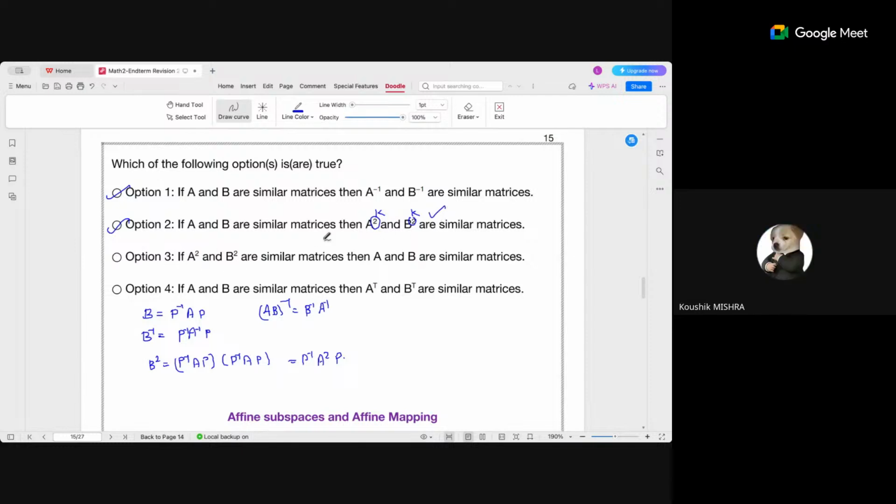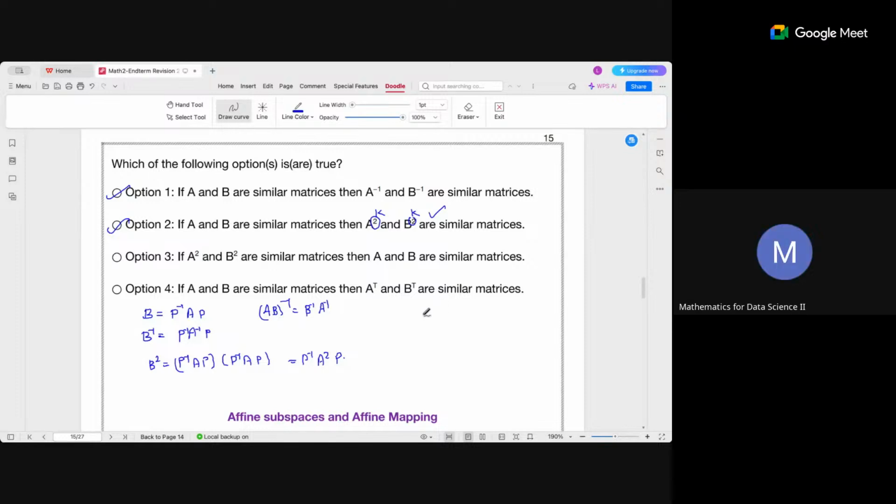What about option 3? The converse of the above statement: A square and B square similar implies A and B are similar? No, that may not be true. Also, we do not know about that for equivalent matrices.